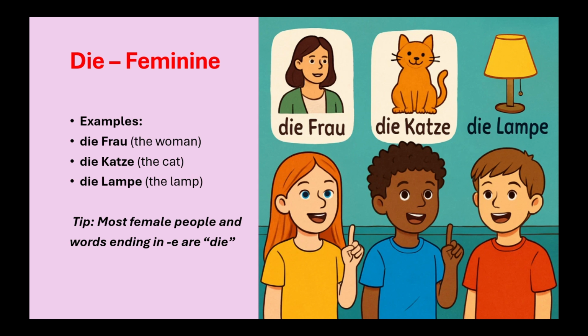Die, feminine. Examples: die Frau, the woman; die Katze, the cat; die Lampe, the lamp. Tip: most female people and words ending in -e are die.